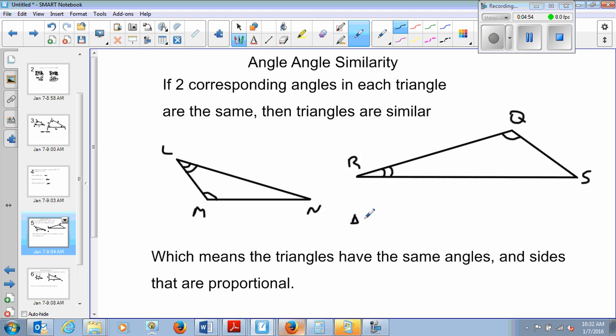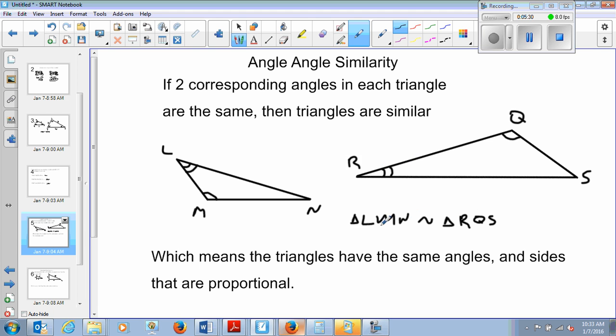I could say triangle LMN is similar to triangle. Since I said L, I need to write the one that goes with L, which is R, is marked congruent to it. And then I said M. Q and M are the same, so I say Q. And then N and S. Now, it doesn't say that N is the same as S, but you know from triangles that all triangles add up to 180, so whatever this angle measure is, this is the same, this is the same, so there's only one measurement that these other two angles could be that would make the angles the same.